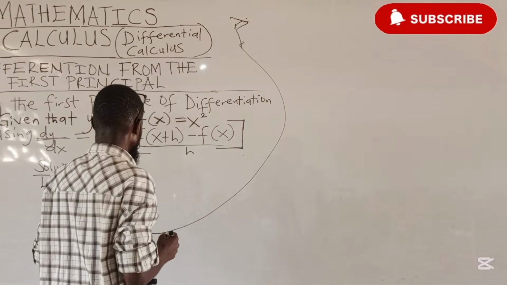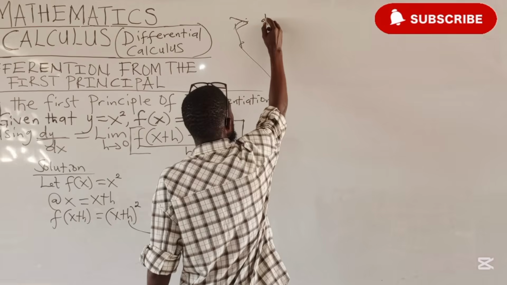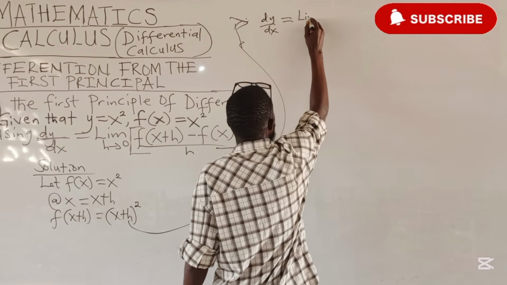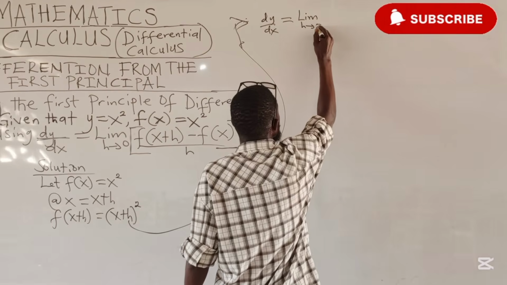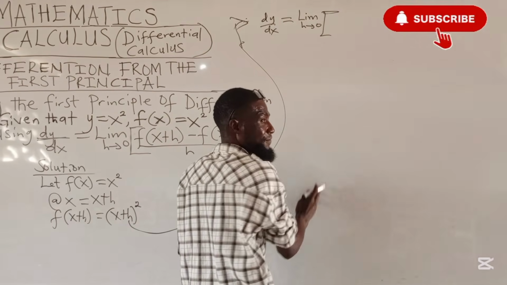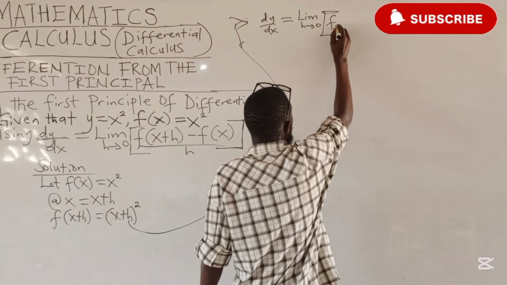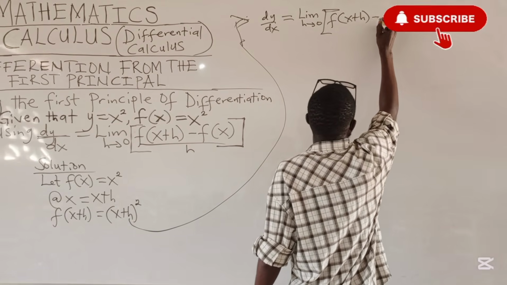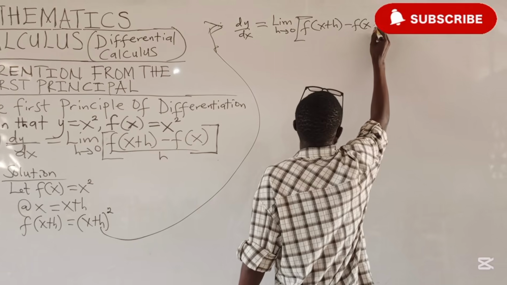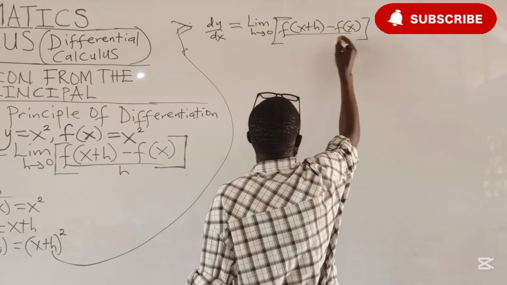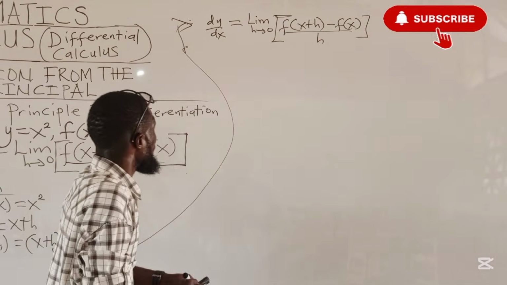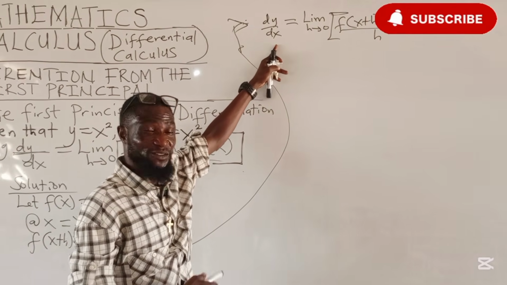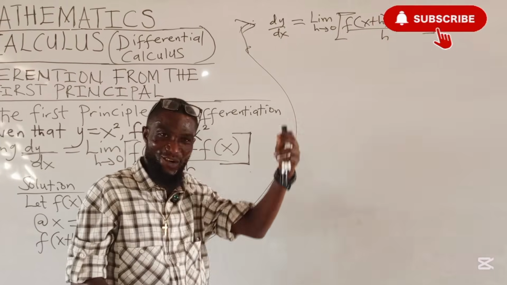Our formula says dy over dx will just be equal to limit as h approaches 0, bracket open, f of (x plus h) minus f of x, bracket closes, over h. Why do we say dy over dx? Because we are differentiating y with respect to x. So it's dy over dx.